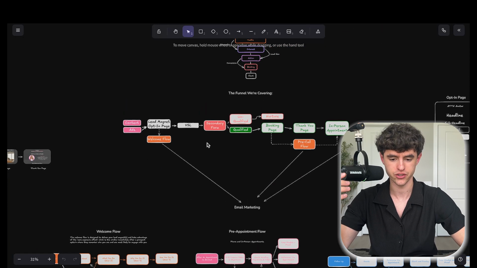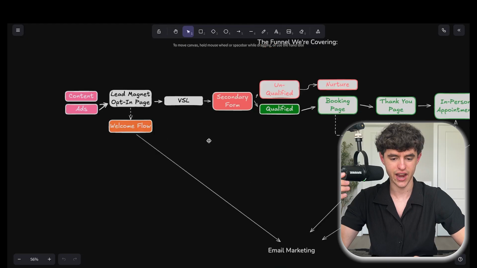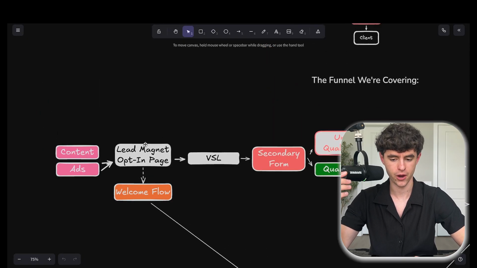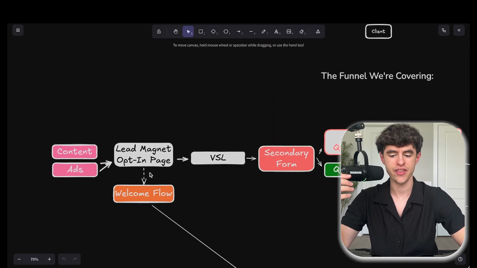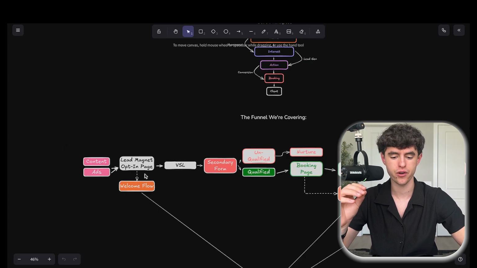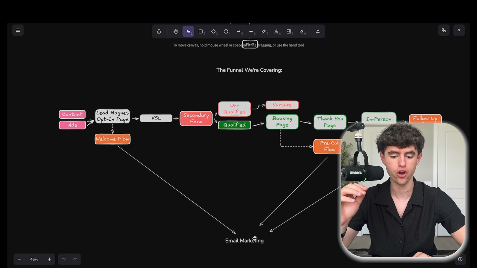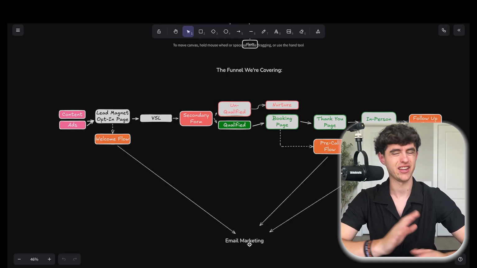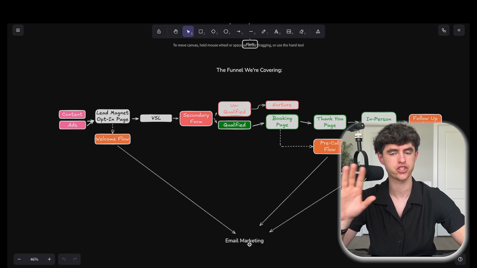So the entire funnel we're covering today is essentially going to look like this, okay? There are a couple of different ones, but this is the entirety of the funnel. Content and ads, okay? Then you have a lead magnet and the opt-in page, where you're going to be providing that value for that low-barrier entry step. And as soon as they submit their information, they're going to be put on a welcome flow. Usually it's going to be email marketing. Sometimes you can get away with SMS. It's going to depend on your specific niche, demographic, etc.